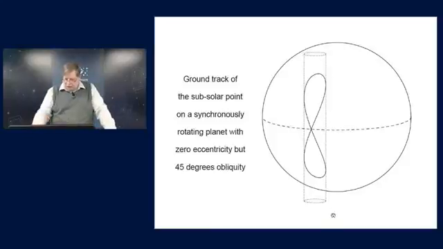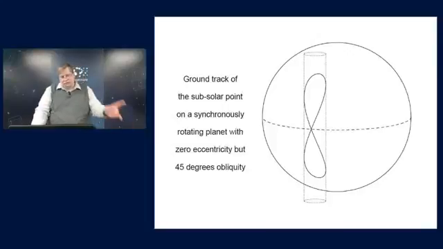And so we're going to see this subsolar track again in a moment. Okay, so how does this motion of the subsolar point affect the insolation over the surface of the planet?